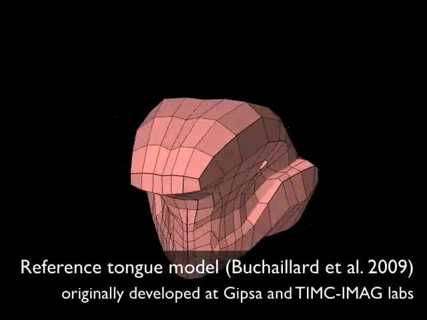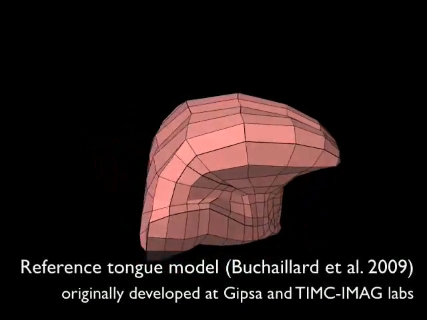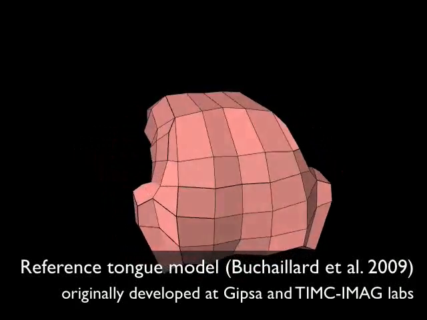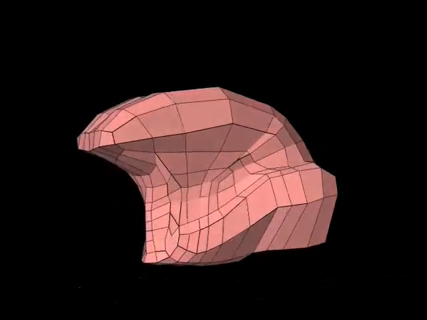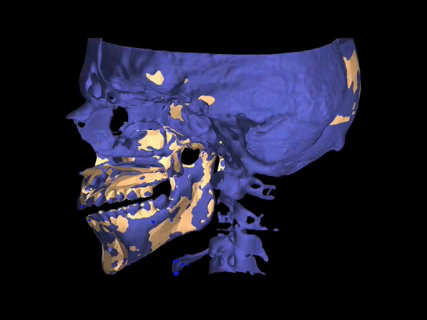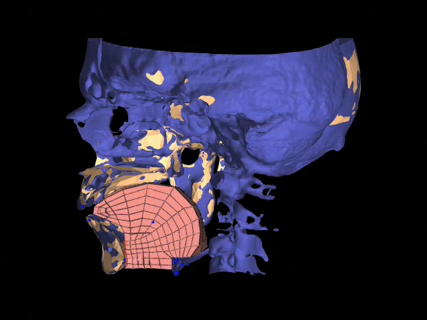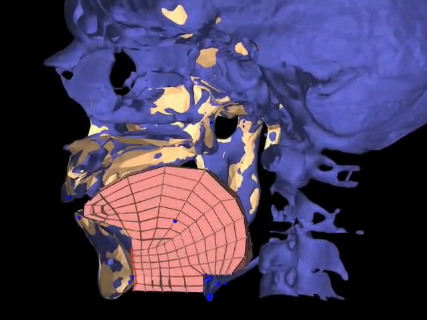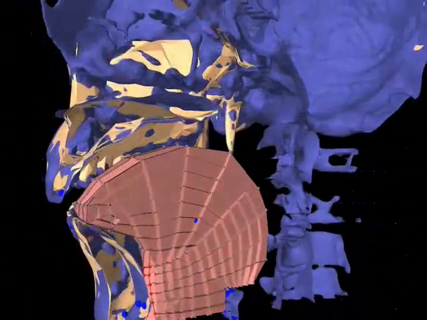A finite element model of the tongue was previously created for this subject using manual segmentation and registration. Adding this gives a complete jaw-tongue-hyoid model for this subject.